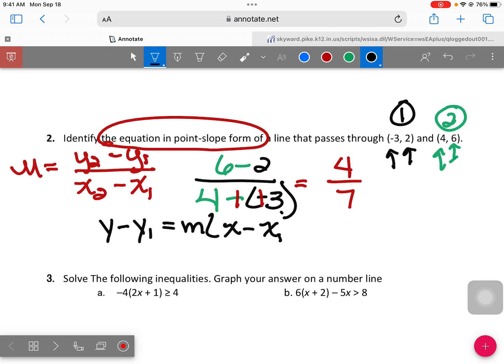Well, can't you, like, you said one day you could rewrite it, so you put x plus 3? Can't you do that too? Yeah. You said you could rewrite it. y minus 2 equals 4/7 times x plus 3. Yep.